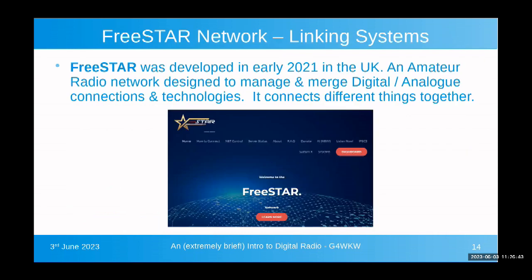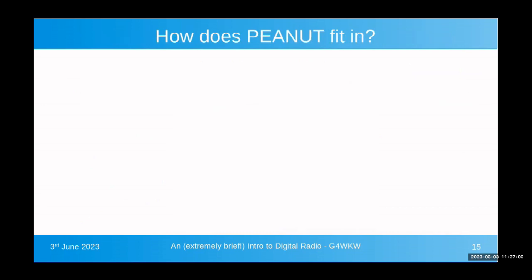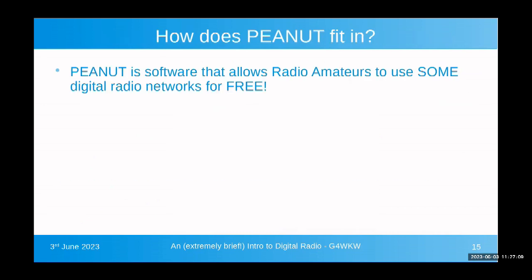Freestar was developed in the UK a couple of years ago, and the whole idea is to have a system where these radios can talk with each other, because they're made as proprietary systems and they're naturally incompatible with each other, but Freestar solves that. So, okay, how does Peanut fit in? Well, first of all, it's free software, and you can use some of these networks totally for free.